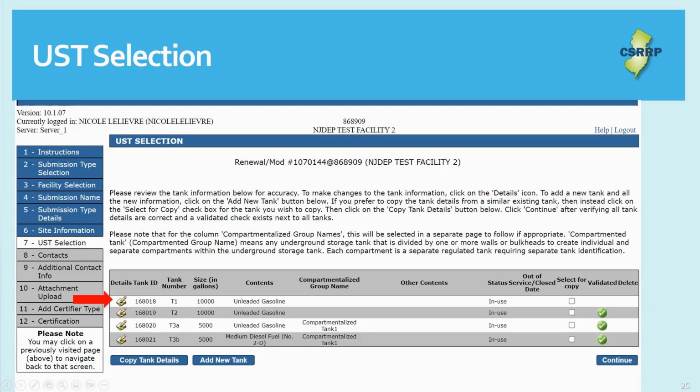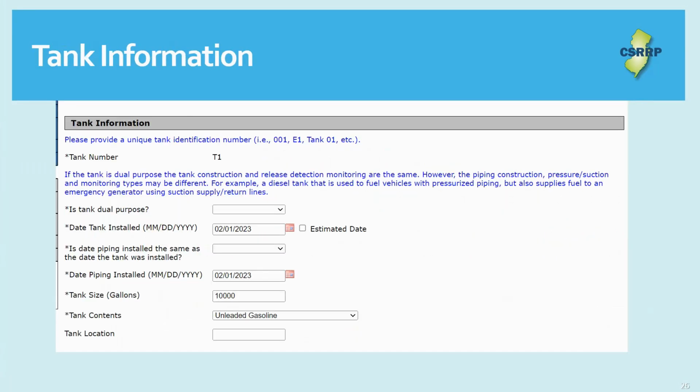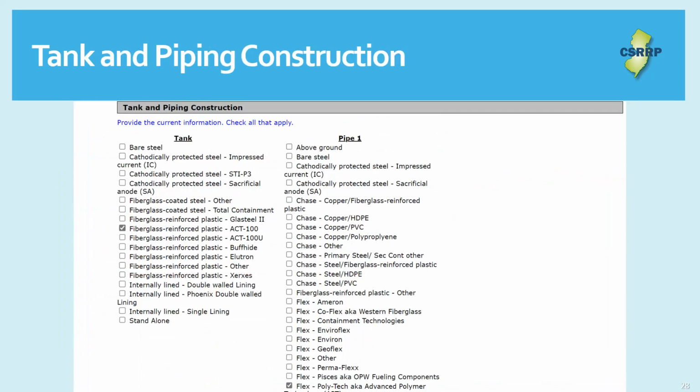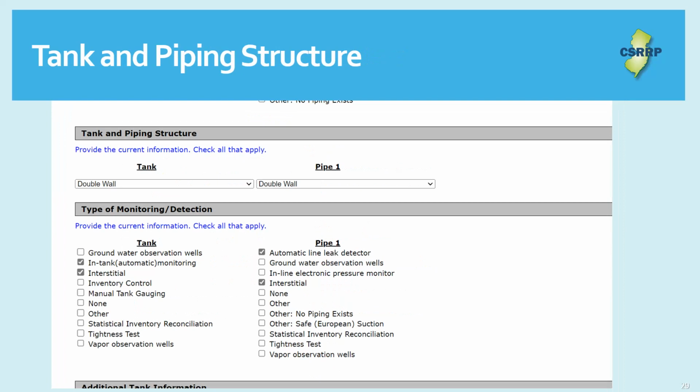Click Connected Details for the tank you want to validate. Complete the tank information. Should you need assistance with identifying the type of equipment you are using while completing the tank information screen, please contact your compliance company. If you choose that the tanks are cathodically protected or internally lined, you will be prompted to enter dates of installation and last passing inspection. Choose the tank and piping construction. Complete the tank and piping structure and type of monitoring detection.